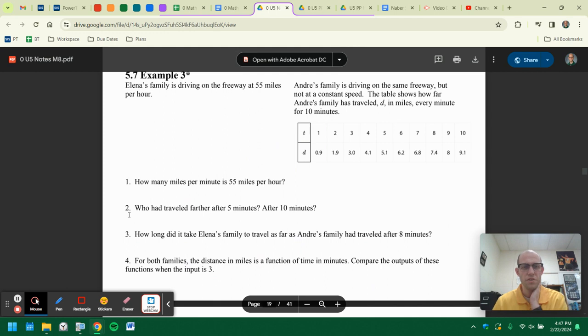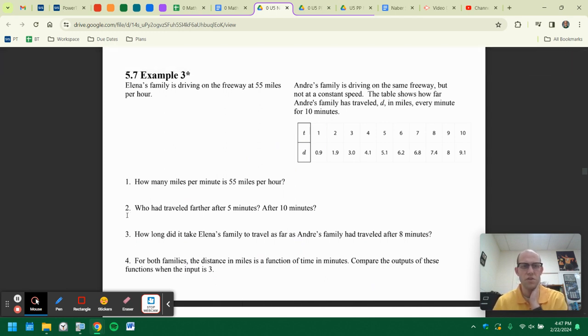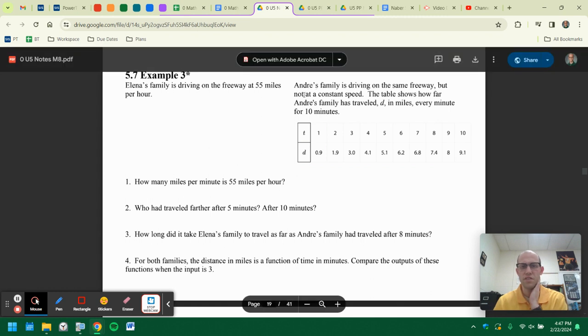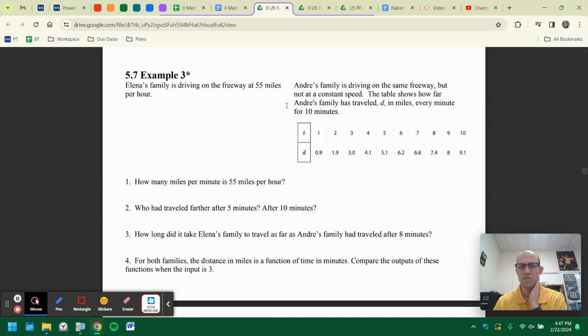And here we have a driving situation. Elena's family is driving on the freeway at 55 miles per hour. And then you have Andre driving on the same freeway, but not at a constant speed. The table shows how far Andre's family has traveled, D, in miles every minute for 10 minutes. So how many miles per minute is 55 miles per hour?